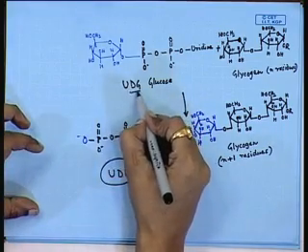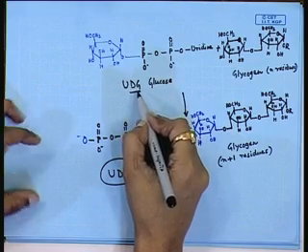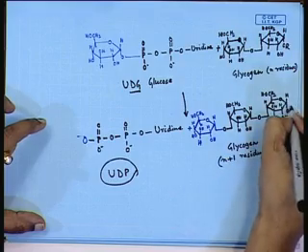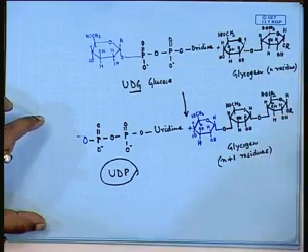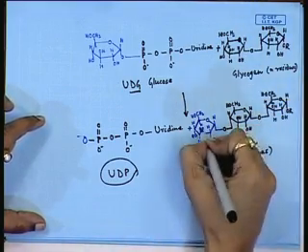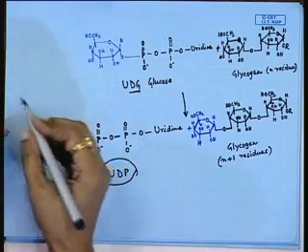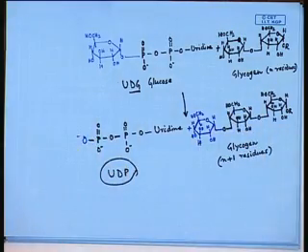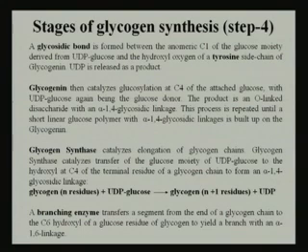That means UDP glucose is acting as the glucose donor, and one end of the chain is attached to the glycogenin protein. In this way the chain length is increased, and the residues get attached with alpha 1,4 glycosidic linkages.